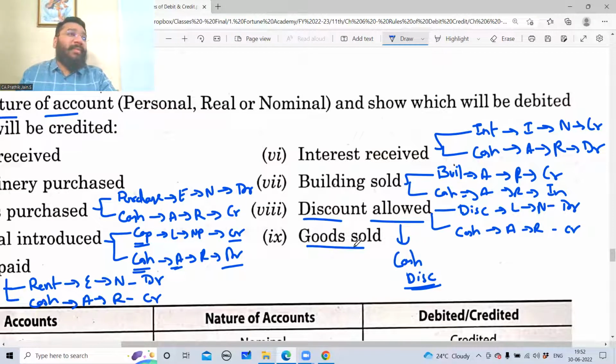Goods sold. Expense. Tell, no expense. Goods sold, so which two accounts are affected? Sales account and cash.